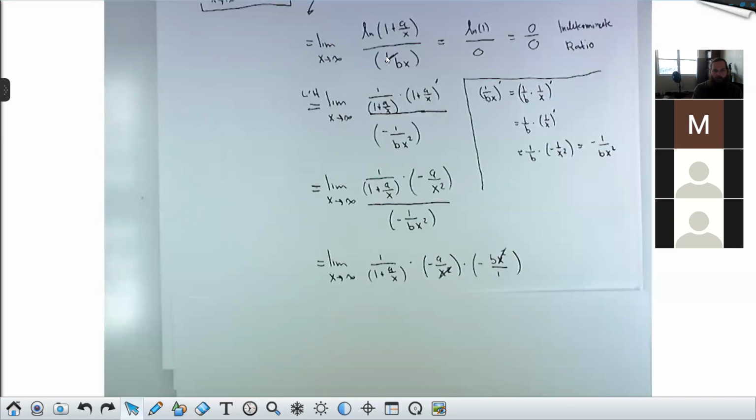Fabrice asks about the denominator here. As x goes to infinity, bx gets bigger and bigger and bigger. 1 divided by infinity is 0. So 1 over bx really does go to 0 because bx goes to infinity. Remember, the limit here is as x goes to infinity.